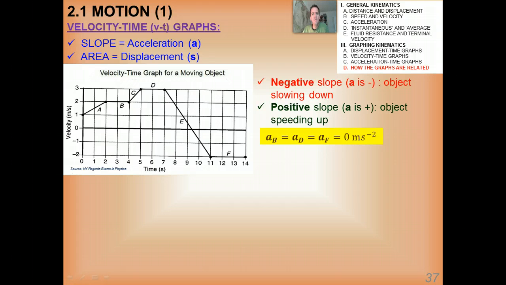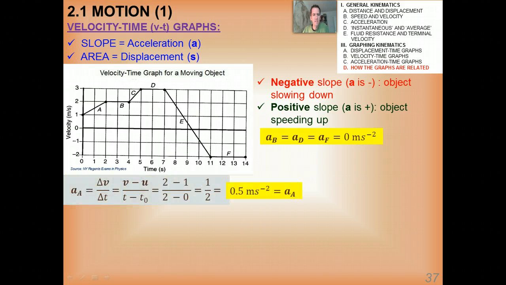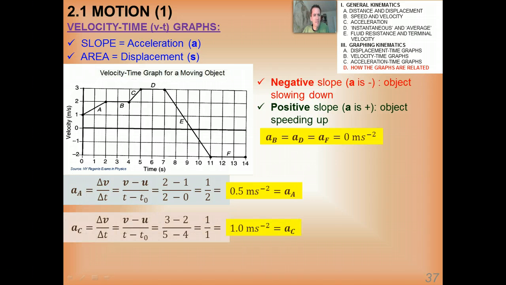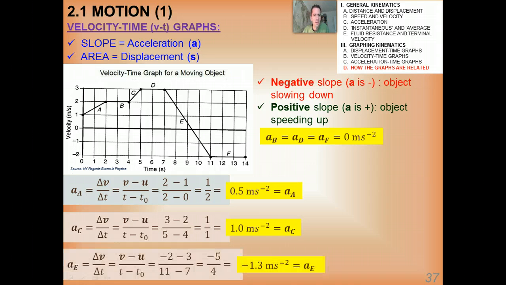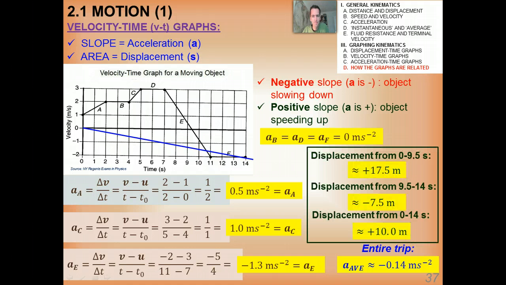Okay, in this particular case, the acceleration in segments B, D, and F, it's all 0 because the velocity is not changing. The acceleration in segment A, I got 0.5 meters per second squared. In segment C, I got 1 meter per second squared. And in segment E, I got negative 1.3 meters per second squared. Okay? And for the entire trip, I get that the average acceleration is negative 0.14 meters per second squared. Okay? Which is, again, the slope of the blue line.